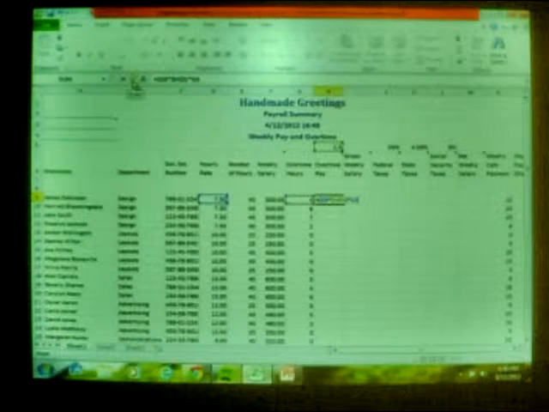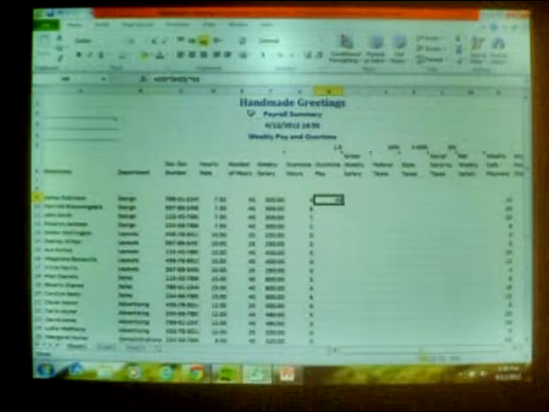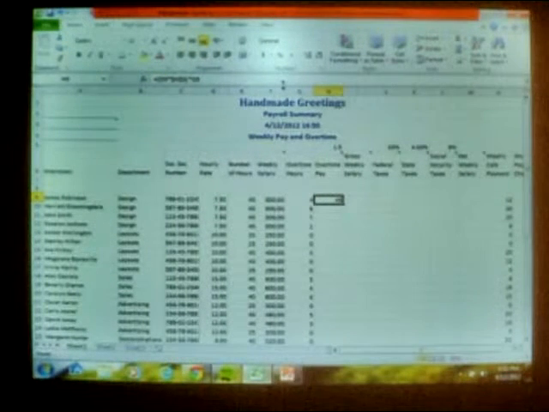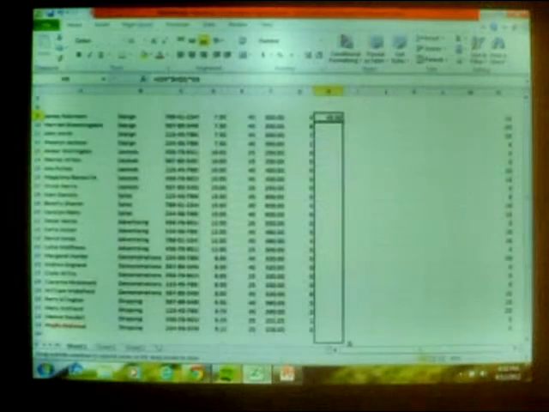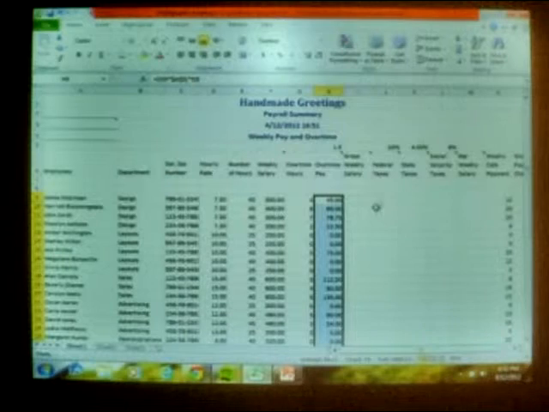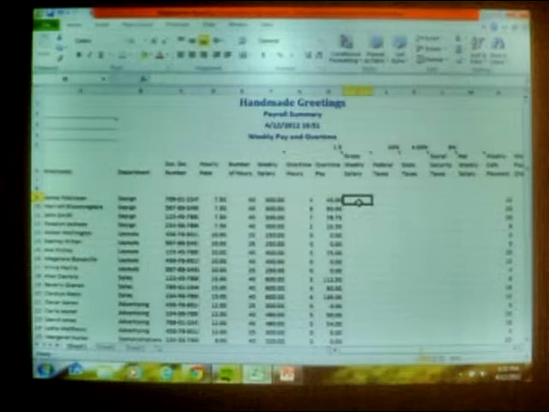times G9, and then I'm going to the formula bar to enter. And so I'm going to increase this by 2 decimal places, and I'm using the fill handle to copy this formula to the rest of our employees. Okay, so now we have the overtime for the employees of Handmade Greetings.